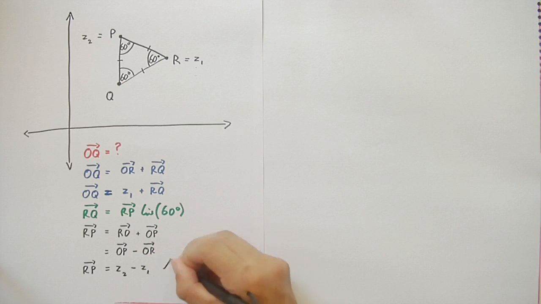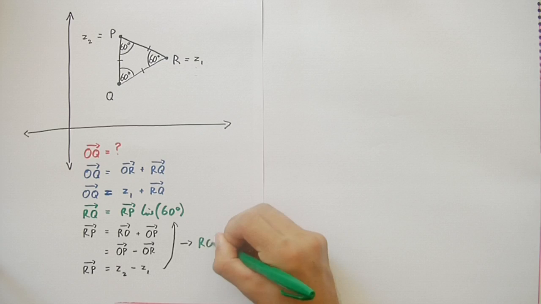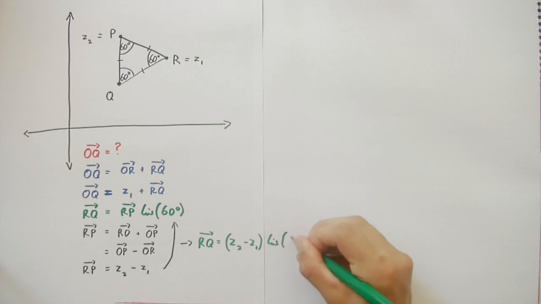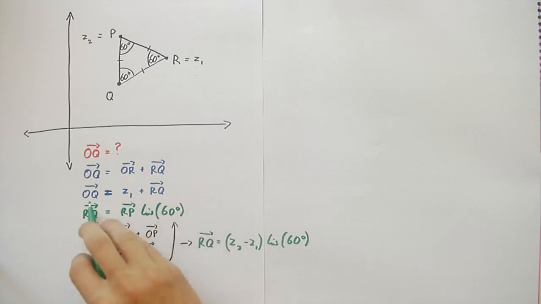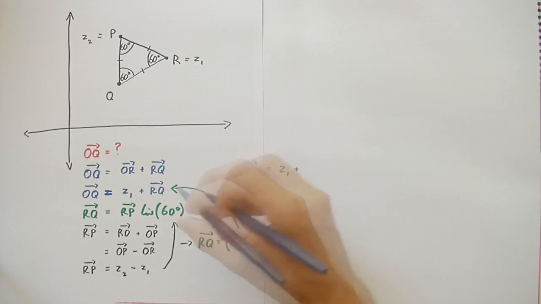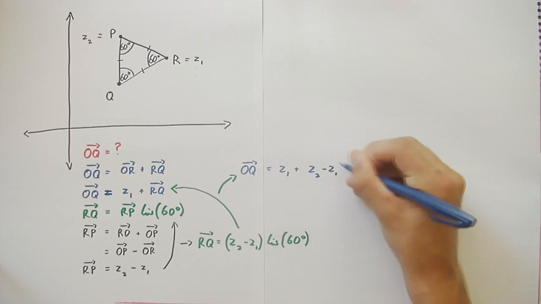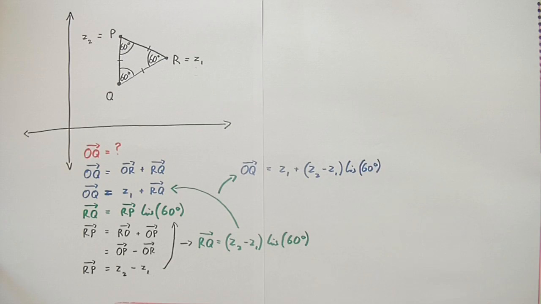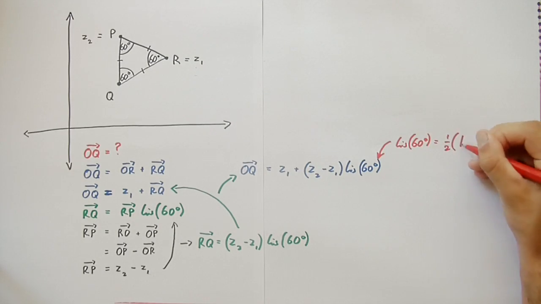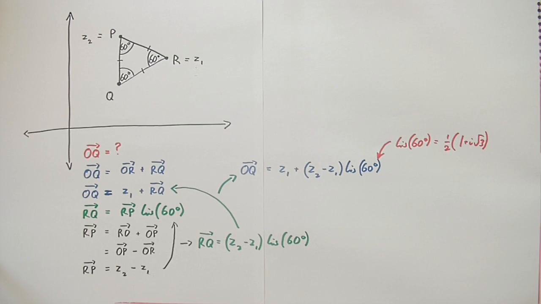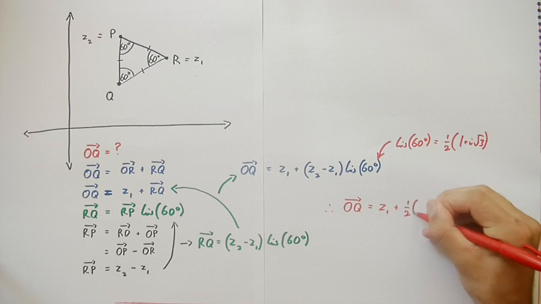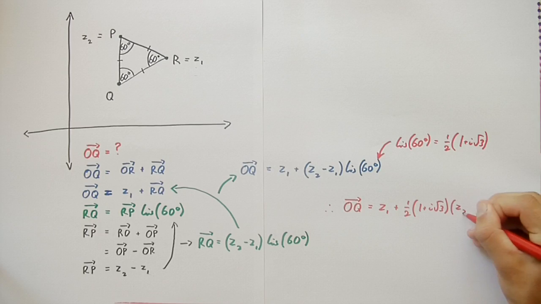Now by subbing this back into our equation up here, we get that R going to Q is equal to z2 minus z1 times the cis of 60 degrees. And by doing the same thing back into this equation, we get O going to Q is equal to z1 plus z2 minus z1 times the cis of 60 degrees. Now the cis of 60 degrees in Cartesian form is half of 1 plus i root 3. And putting that back into this, we get O going to Q is equal to z1 plus half of 1 plus i root 3 times z2 minus z1.